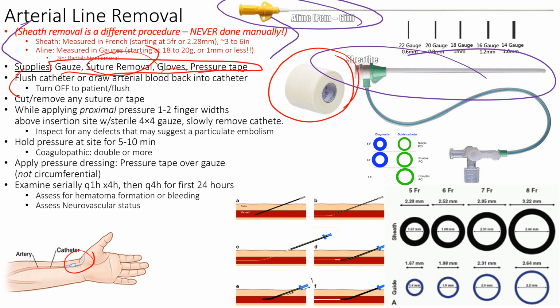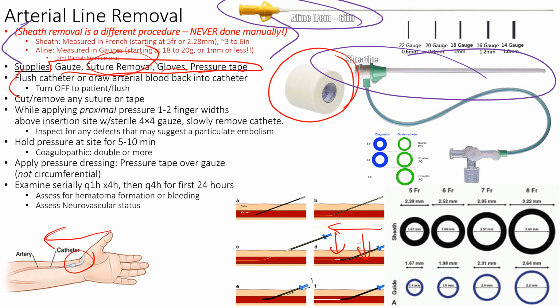So you're going to flush the catheter, make sure it's nice and flushed, and then turn it off to the patient, and you're going to go ahead and pull it when you're ready. And how do you know you're ready? You're applying pressure where? Over the insertion site, or a little more proximal or distal? Which one would it be? Proximal, right? Proximal is closer to the patient's head, to the core.